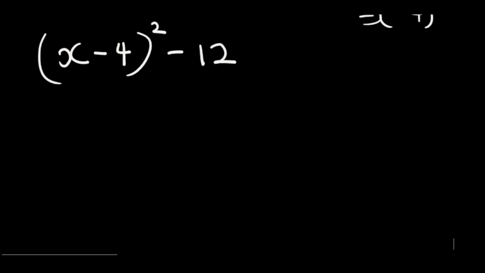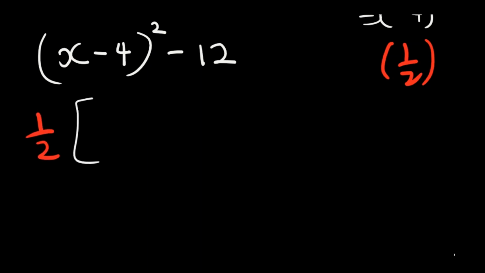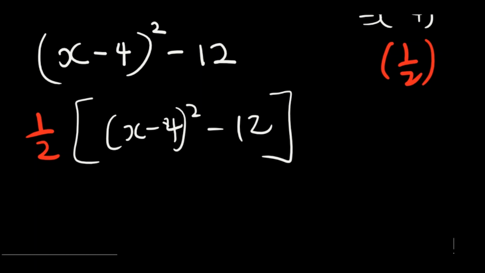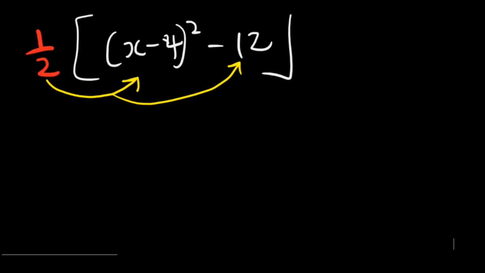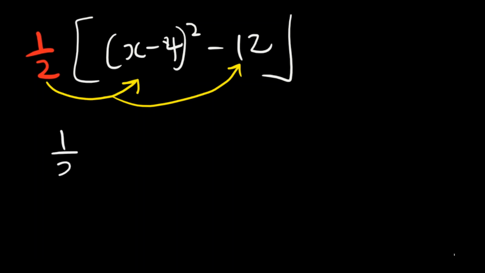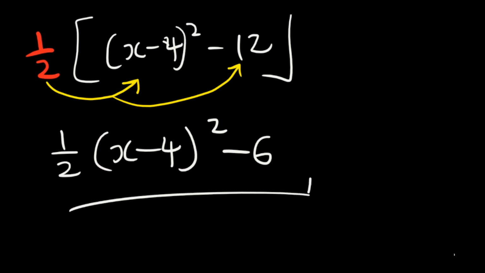And then from here, we are not done. Remember, we divided by 1 over 2. So now we need to multiply by that 1 over 2. Put it back, right? So it's going to be 1 over 2 multiplied by x minus 4 all squared minus 12. So this 1 over 2 is going to multiply this bracket here. And it's also going to multiply this minus 12. Then you'll have 1 over 2 x minus 4 all squared, and then minus 12 times 1 over 2 is going to give you minus 6. So this is the final solution for this problem here.